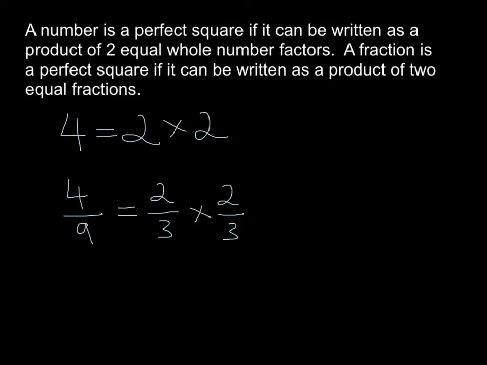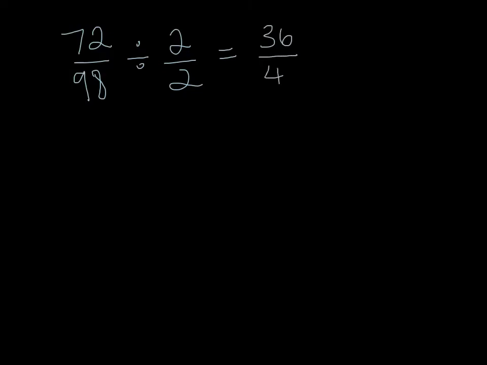Let's look at some more examples. Let's look at the fraction 72 over 98. Is this fraction a perfect square? In order to determine that, what we need to do is first of all write the fraction in lowest terms. In order to do that, we take the top and bottom and divide it by their greatest common factor, which in this case is 2. So we now have a new fraction, 36 over 49.